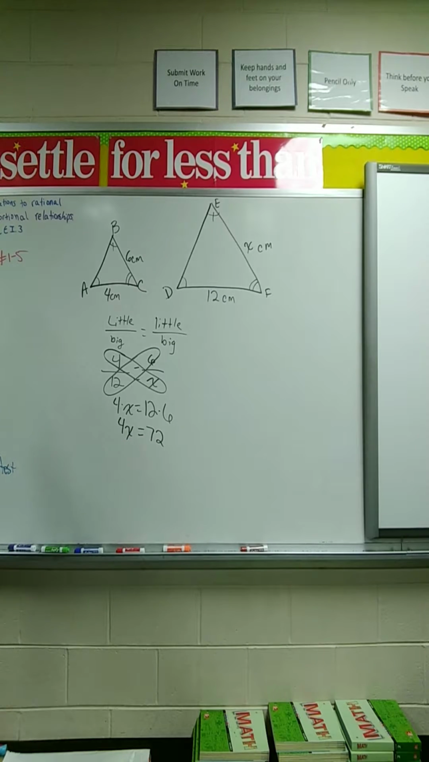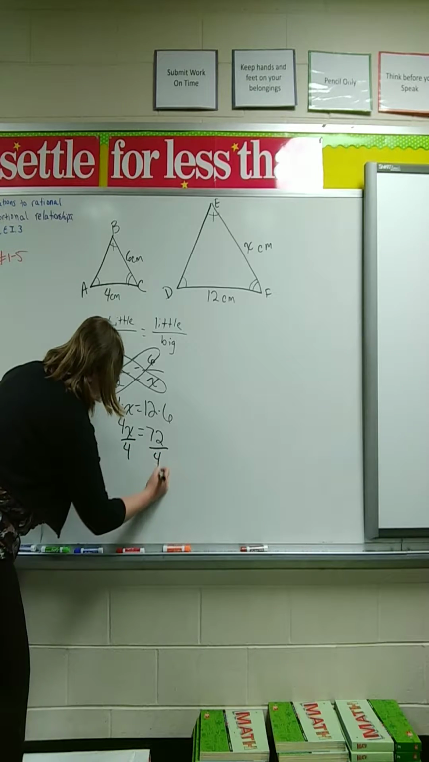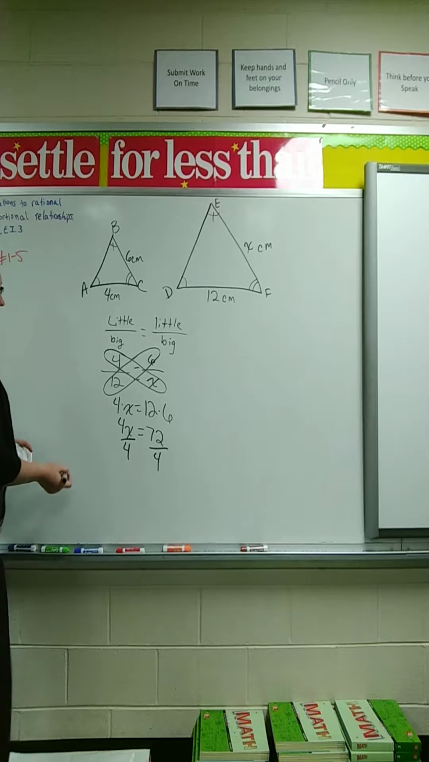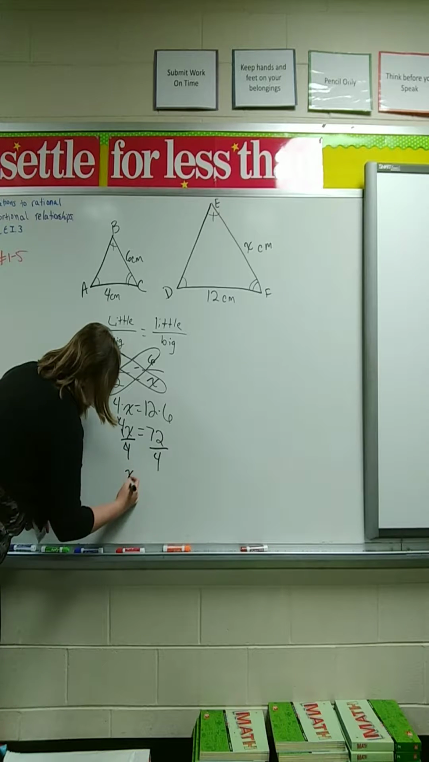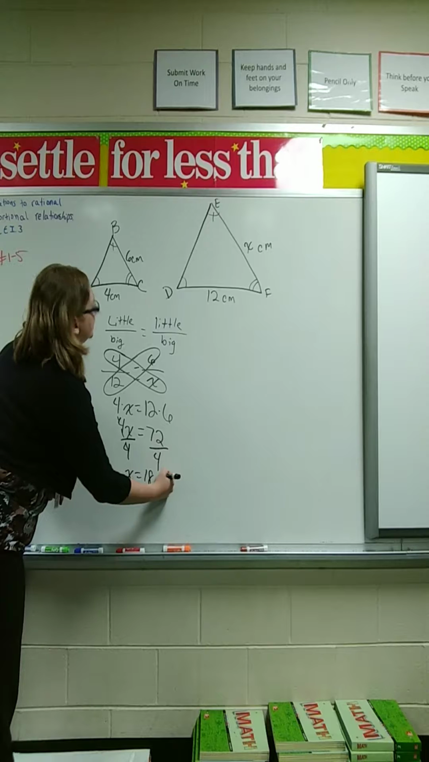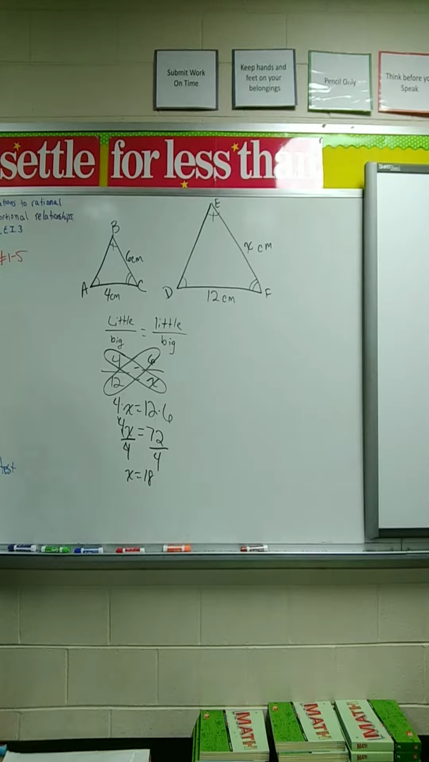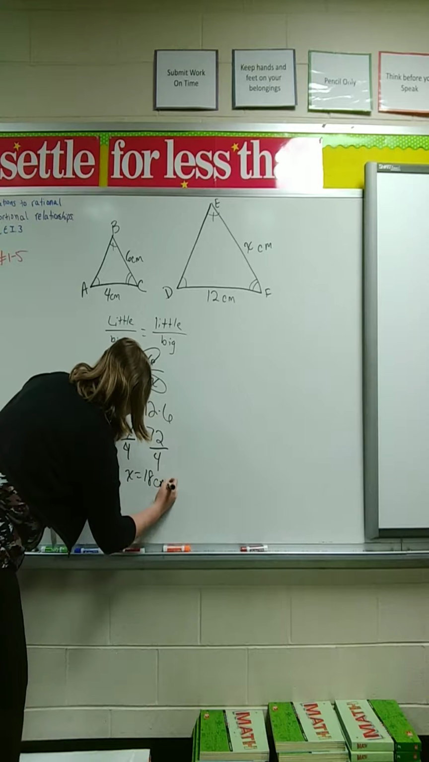What do I do from here? Divide by 4. Why am I dividing by 4? To make sure that the x is by itself. 72 divided by 4 is what? 18. X equals 18. What units go with this? Centimeters. Okay?